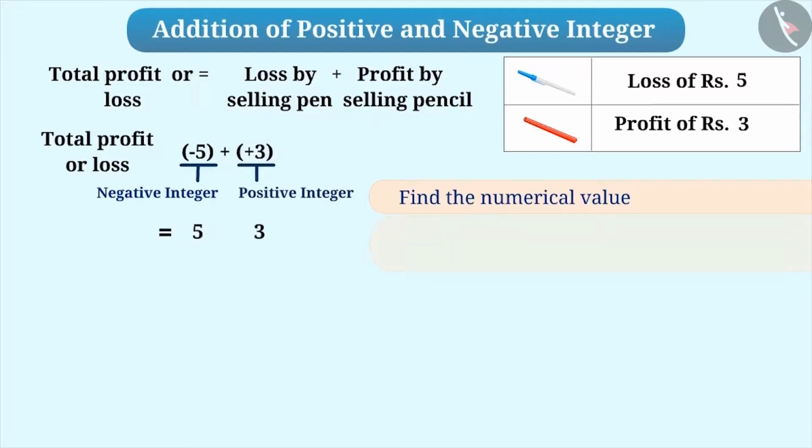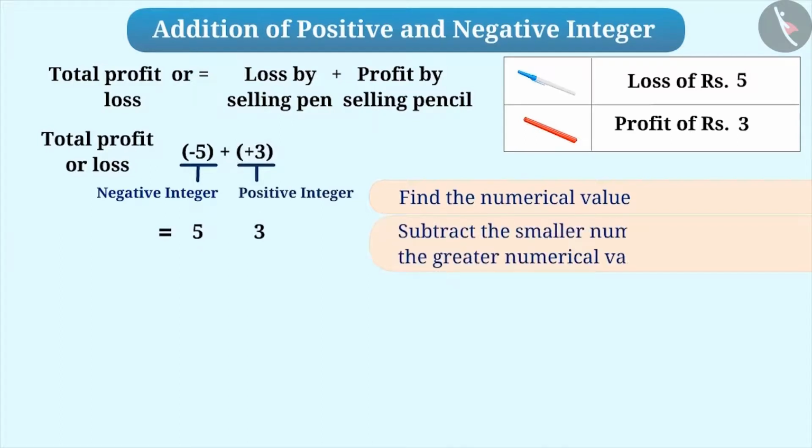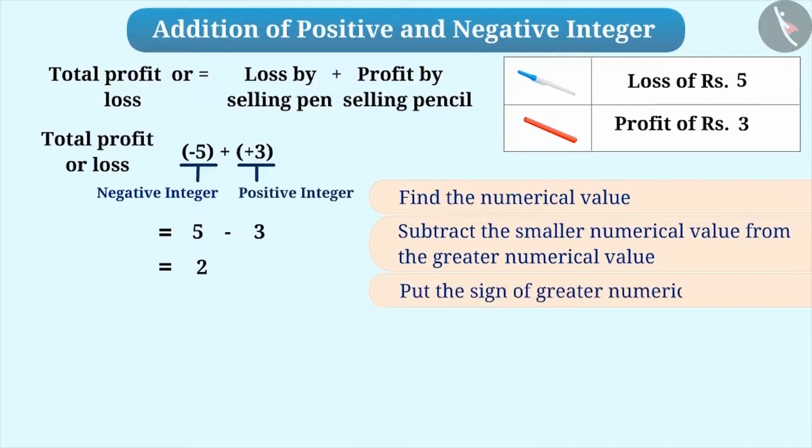Then we will subtract the smaller numerical value from the greater numerical value. We get 2, and we will prefix the sign of the greater numerical value here with the result. Hence, the result of -5 plus +3 will be -2. It shows that the shopkeeper faces a loss of ₹2.